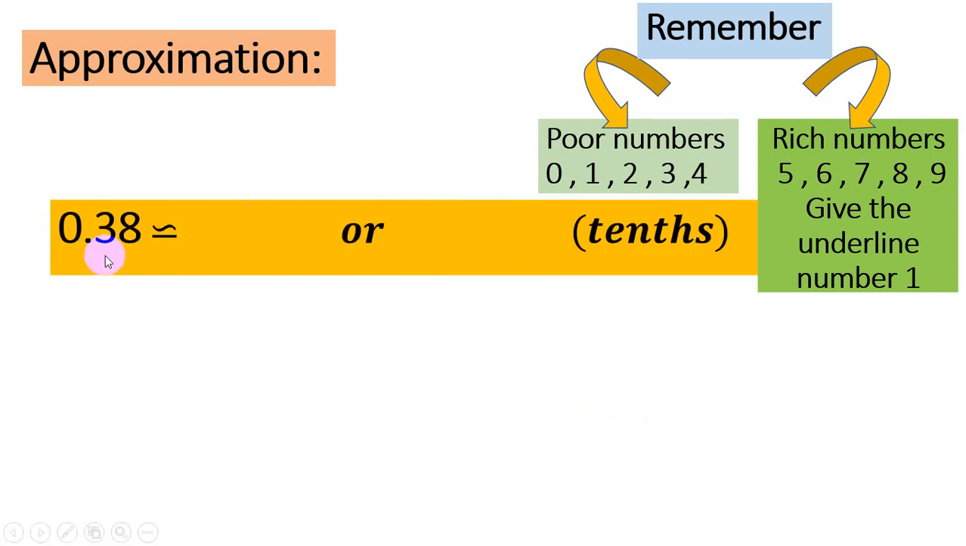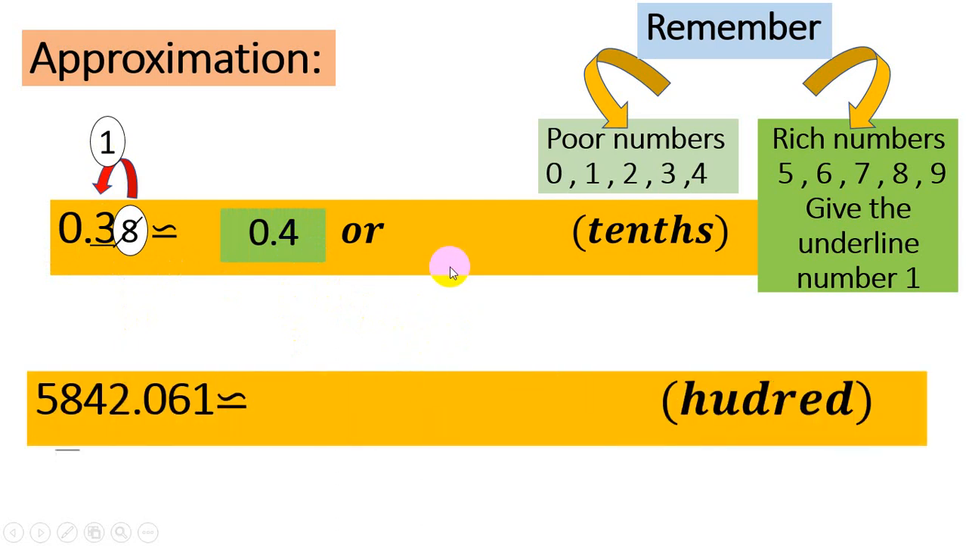Yes. Then we have 0.38, approximate to the nearest tenth. Underline hundredths or tenths? Yes, we want to approximate to the nearest tenth. Underline the tenth. Circle the number just after it. Are you poor or rich? Yes, I am a rich number. Replace it by 0 and give the underlined number 1. Then the final result is 0 decimal, because 1 plus 3 gives you 4, or 0.4.